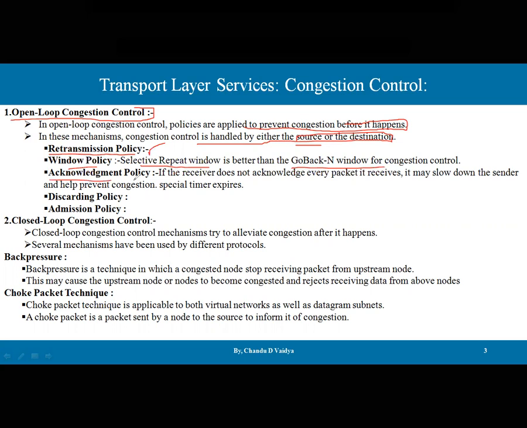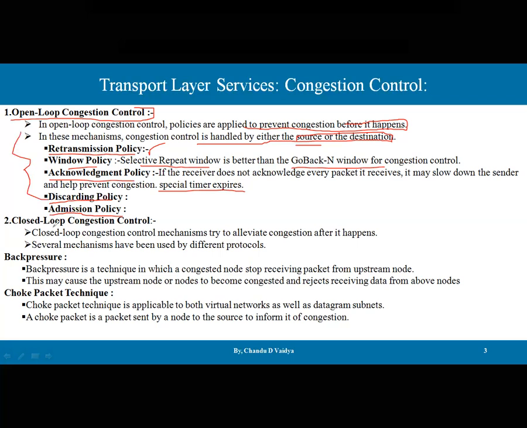Third will be the acknowledgement policy. If the receiver does not acknowledge every packet it receives, it may slow down the sender and help prevent congestion. In that case, a special timer expires, and after that the acknowledgement policy is deployed. Then there is the discarding policy. If a packet is very erroneous or abnormal, it is better to discard it so that it does not become part of the congestion. Admission policy doesn't allow others to participate in that traffic. These are some of the policies available with open loop congestion control.